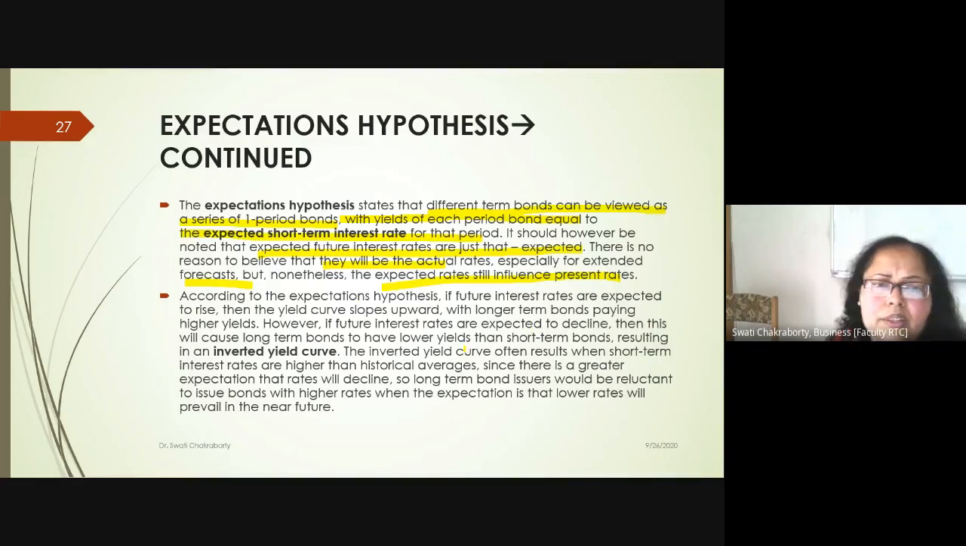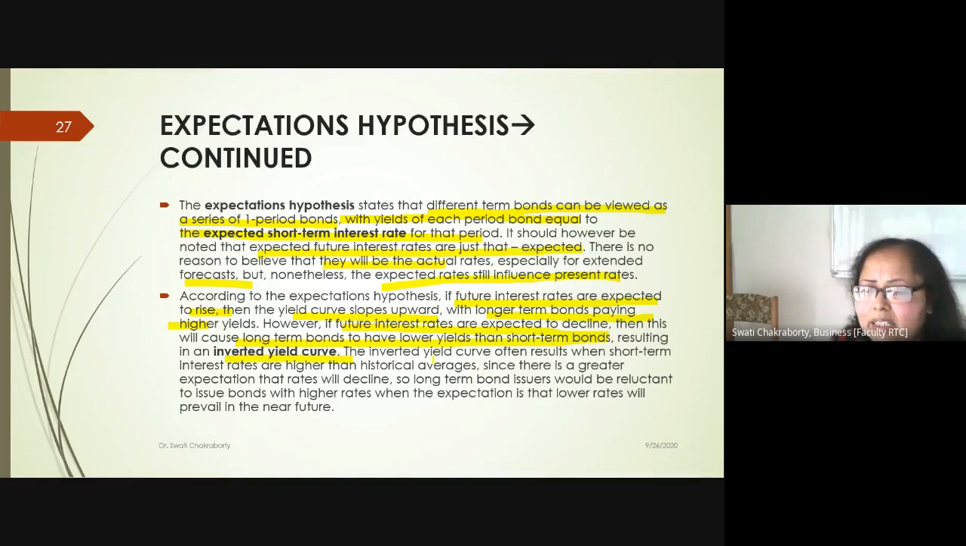So according to this hypothesis, if you expect future interest rates to rise, the yield curve slopes upward, with longer term bonds paying higher yields. But if you expect future interest rates to decline, this will cause long term bonds to have lower yields than short term bonds, which results in an inverted yield curve. That is how you predict, looking at the present situation.